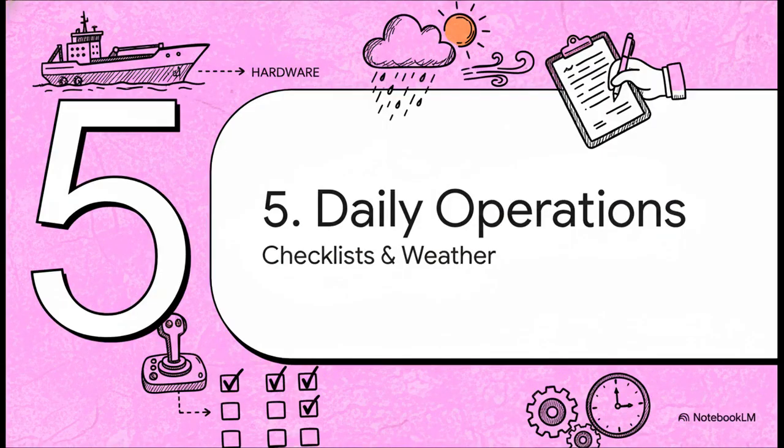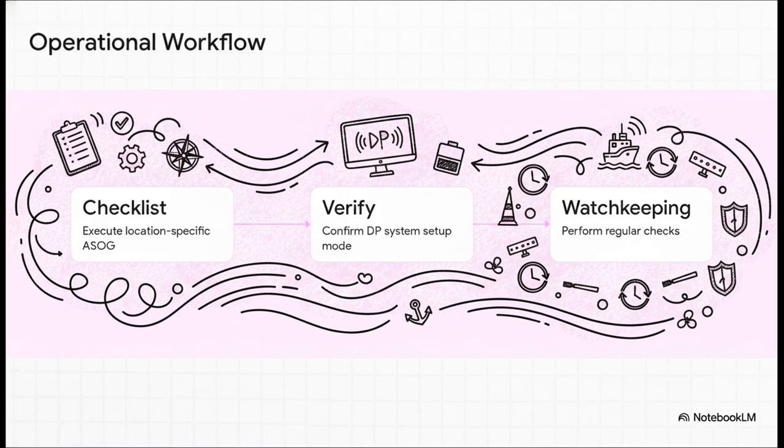Now for Section 5, operations, checklists, and weather. Okay, how does a shift actually start? Well, you'll kick off with your activity-specific operating guidelines, or AOG, to establish your limits for the day. Then you run through a pre-start checklist, confirming thruster readiness, testing backup comms, and double-checking your DP setup mode.